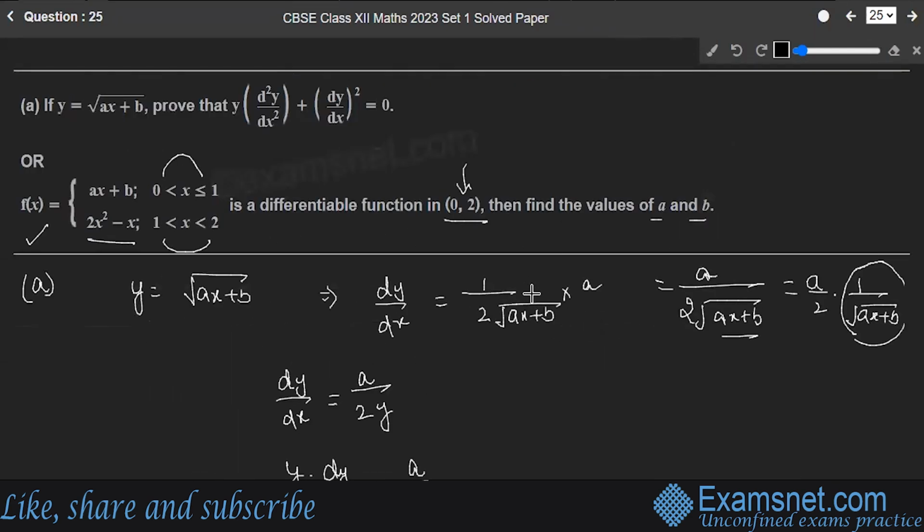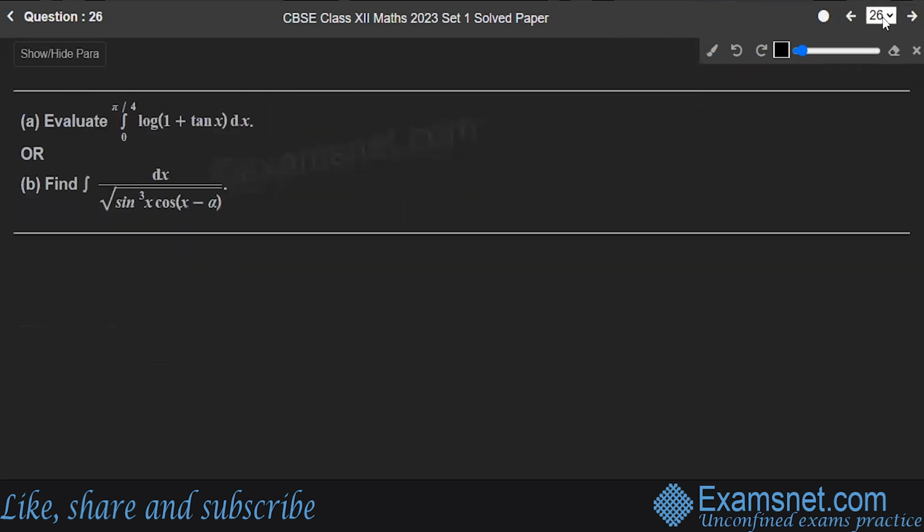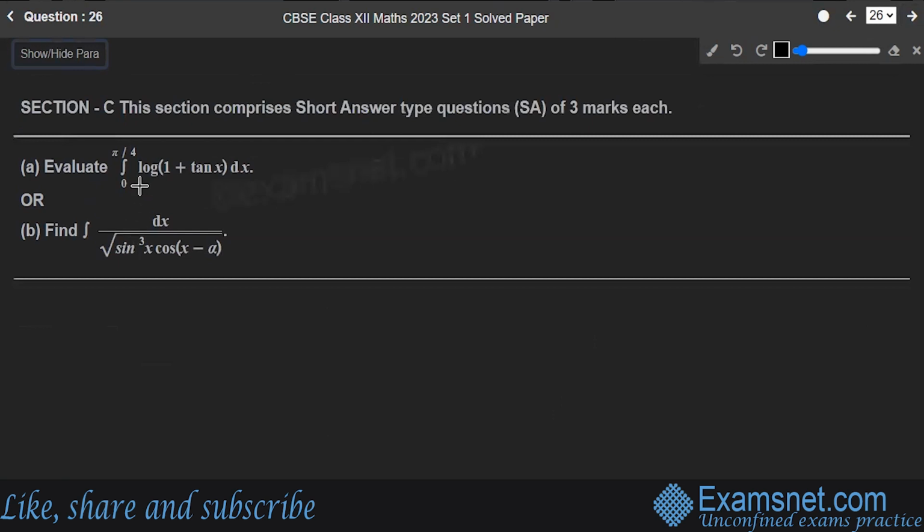A's value is 3 and B's value is minus 2. This is the answer to the question. Hope you understood this. Next is question number 26. In question number 26, we have started with section C now, which is carrying 3 marks each. So first question, evaluate integral of 0 to pi by 4 log 1 plus tan x dx.